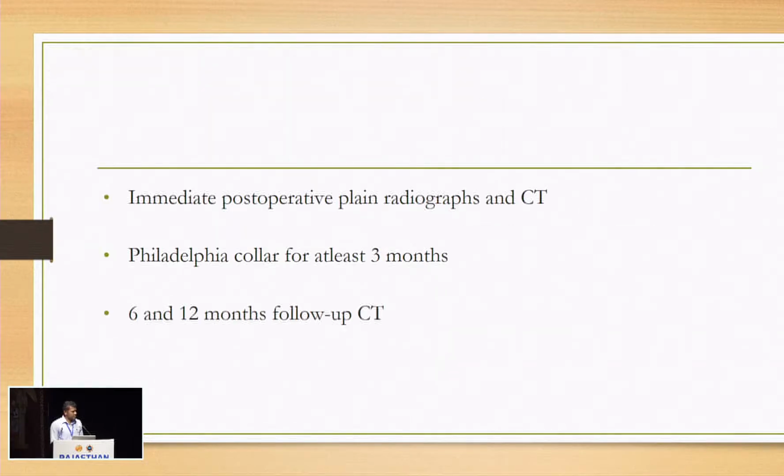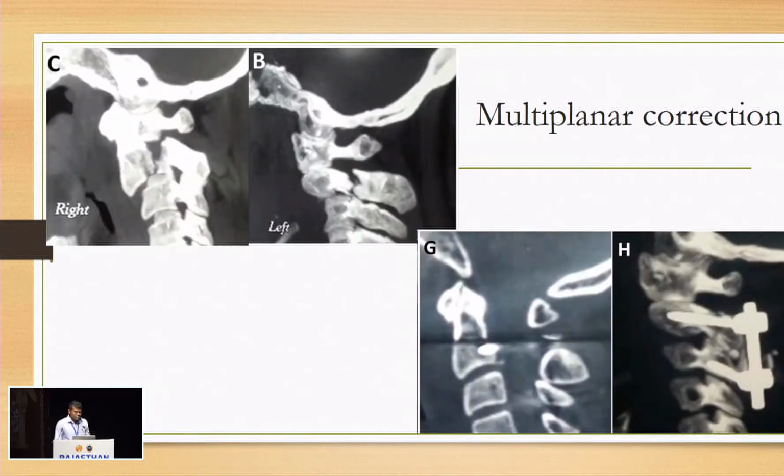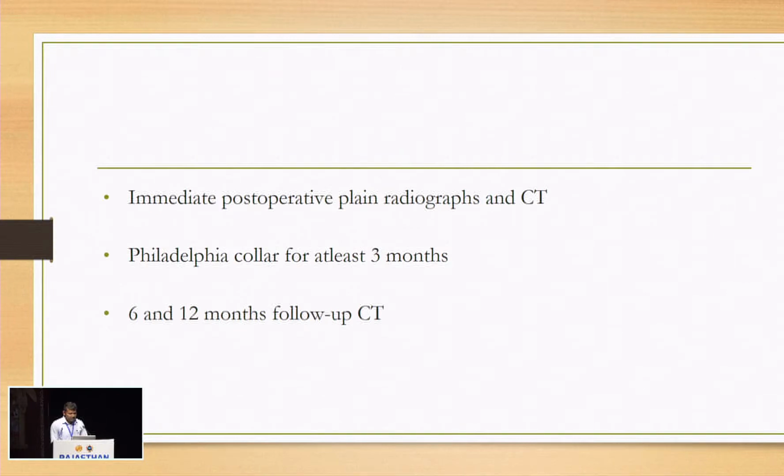Bilateral C2, C3 joints were drilled and bony fragments were placed so as to achieve good fusion later on. The procedure was done under O-arm guidance. Immediate postoperative plain radiographs and CT scan were done. A Philadelphia collar was given for at least 3 months post-op, and 6 and 12 months follow-up CT was done.